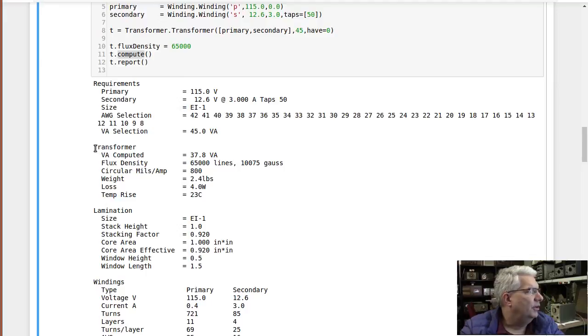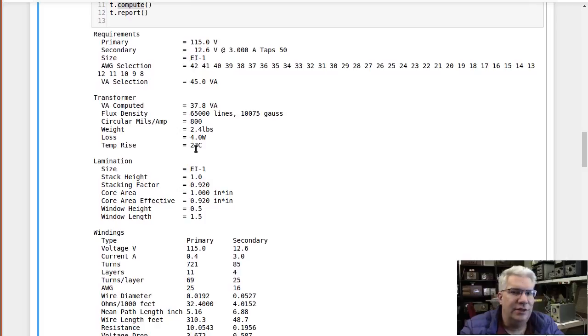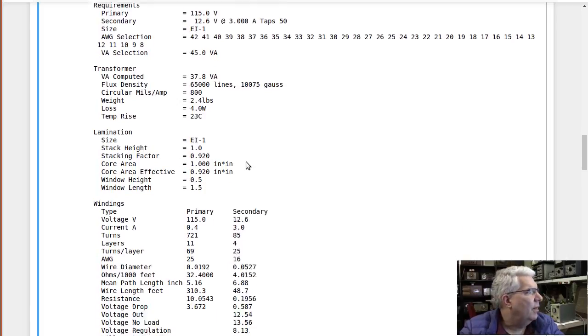And here's the transformer. The design process starts here. The design values come out. Here's the computed VA, which is 37.8 VA. The flux density is 65,000, which equates to 10 kilogauss. Circular mils per amp is 800. That's the default value. And here it shows you the temperature rise. It's going to be 23 degrees.